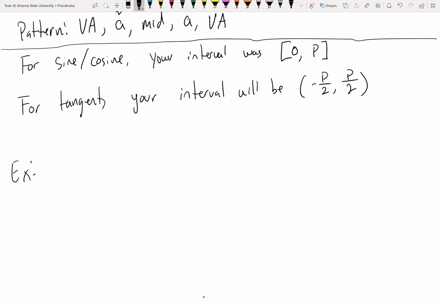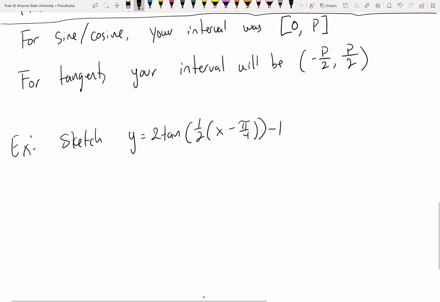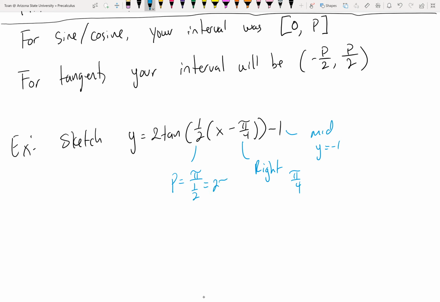So for example, suppose I ask you to sketch y equals 2 tangent of (1/2 x minus pi fourths) minus 1. So first thing I do is I just read all the information I can. So my midline is at y equals -1. I have a shift right by pi fourths. My period will be pi over 1/2, which happens to be 2 pi. And my a is 2. So it's not an amplitude, but it's still important.